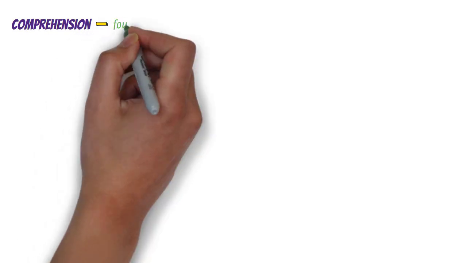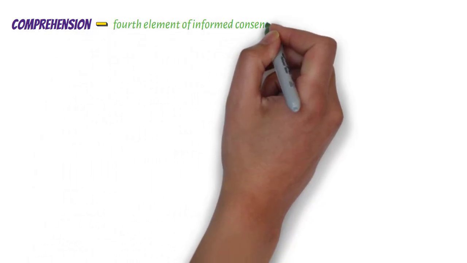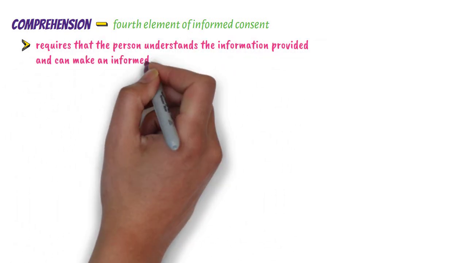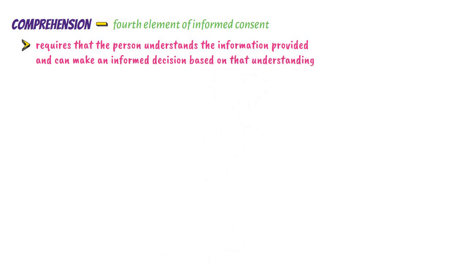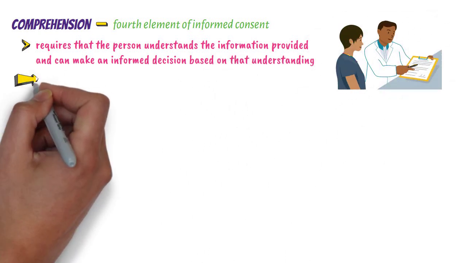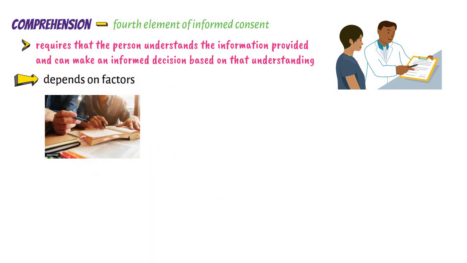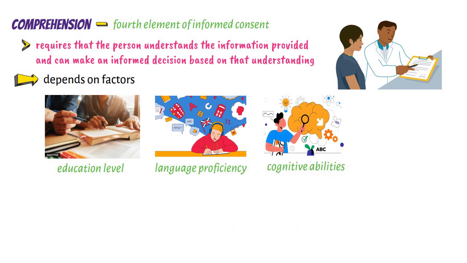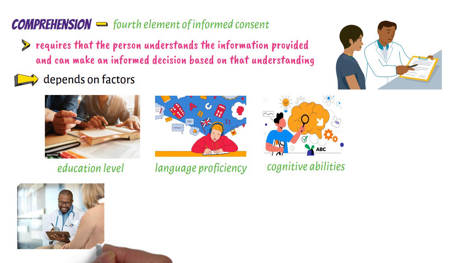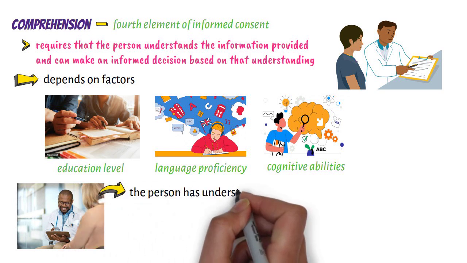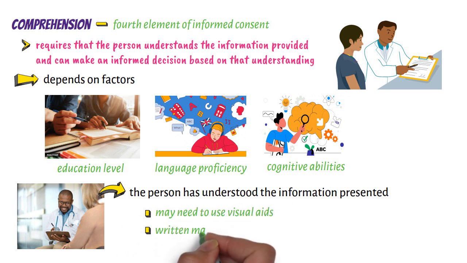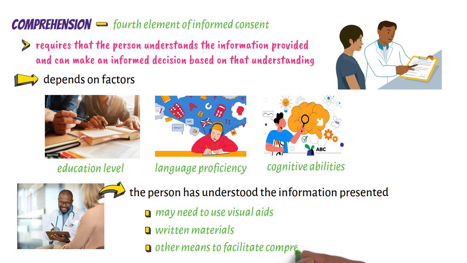Fourth, comprehension. The fourth element of informed consent is comprehension, which requires that the person understands the information provided and can make an informed decision based on that understanding. Comprehension depends on factors such as the person's education level, language proficiency, and cognitive abilities. The healthcare provider or researcher must ensure that the person has understood the information presented, and may need to use visual aids, written materials, or other means to facilitate comprehension.